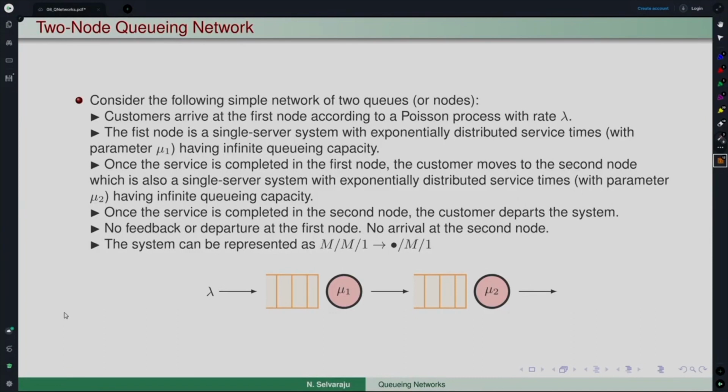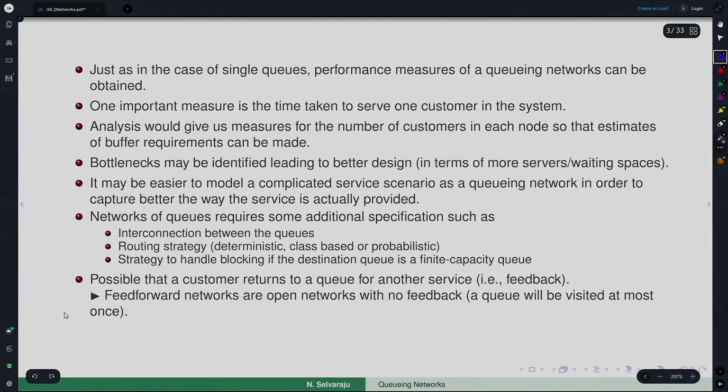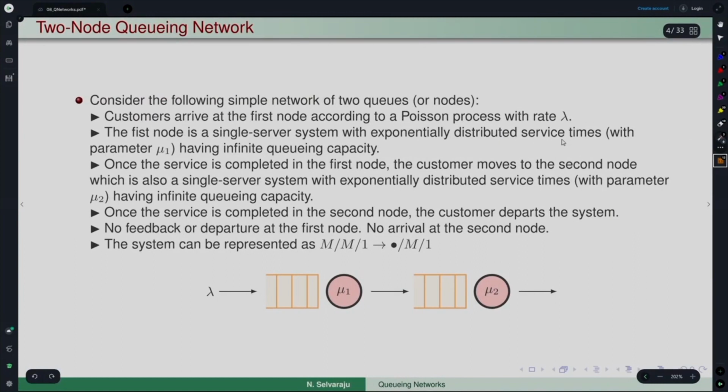Now, let us take a very simple 2-node queuing network and see what happens to the number of customers in each node. So, we consider the following very simple network of 2 queues, or a 2-node queuing network, where there are 2 nodes, or 2 queues, which are interconnected in this way. Customers arrive to the first node according to a Poisson process with rate lambda.